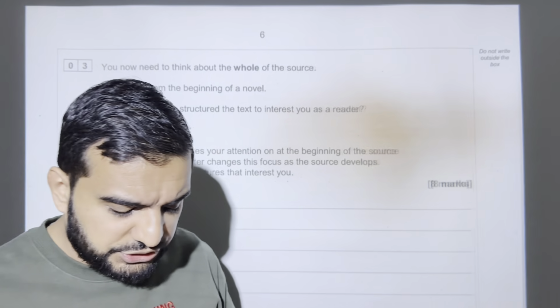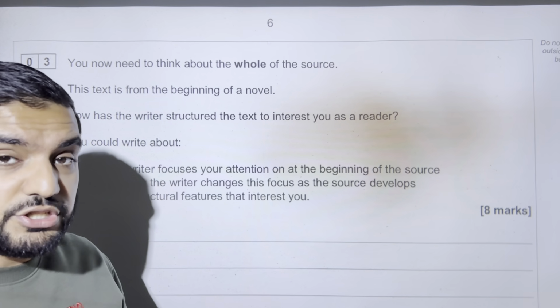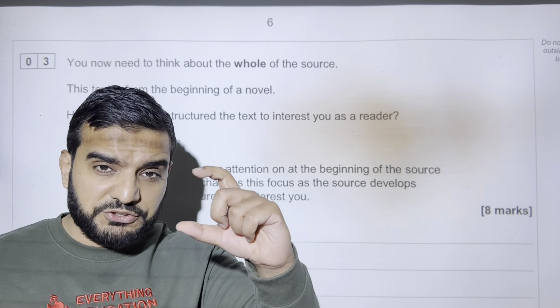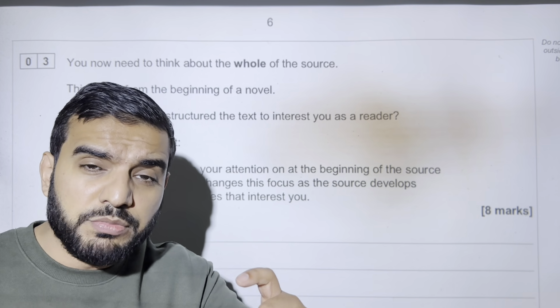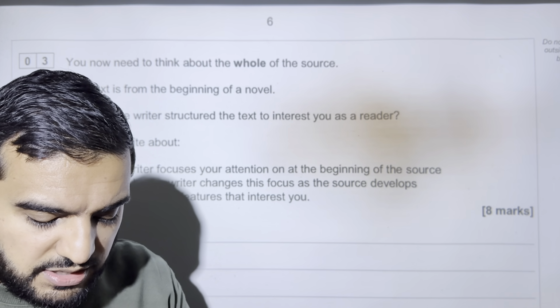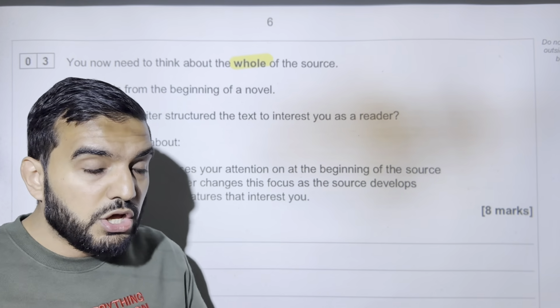Then we move on to question number 3. Now this question is different to the first 2. Question 1 was about the first paragraph. Question 2 is normally the second paragraph. But this question is about the entire extract. It's about the whole of the source.